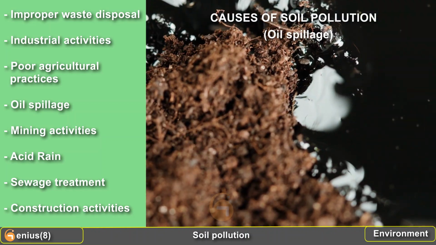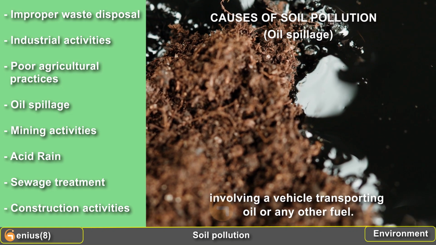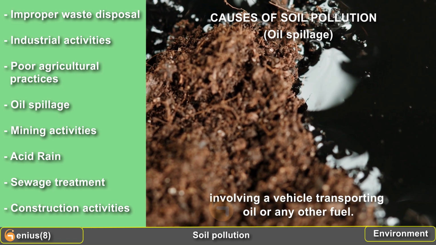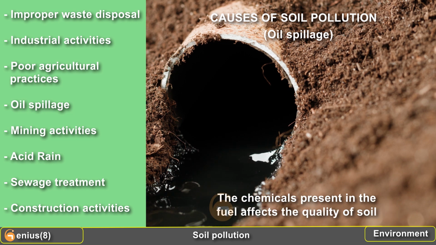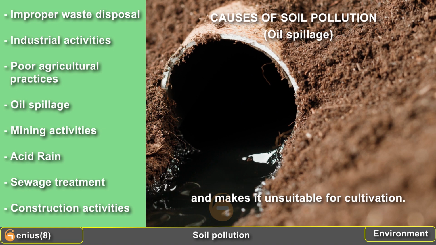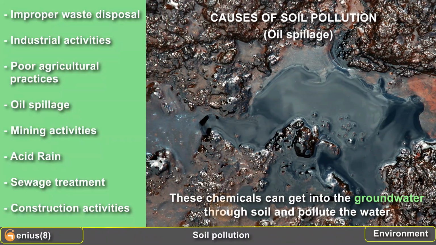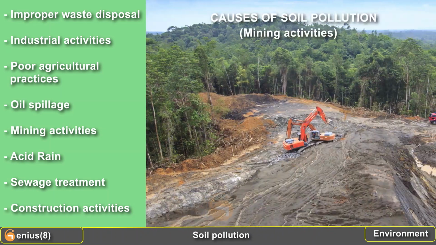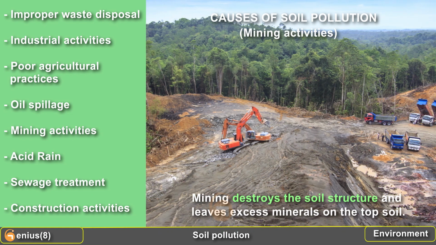Oil spillage. Oil can spill onto the soil surface as a result of an accident involving a vehicle transporting oil or any other fuel. Oil leaks can also happen during storage and transport of chemicals. The chemicals present in the fuel affects the quality of soil and makes it unsuitable for cultivation. These chemicals can get into the groundwater through soil and pollute the water. Mining activities. Mining destroys the soil structure and leaves excess minerals on the topsoil.